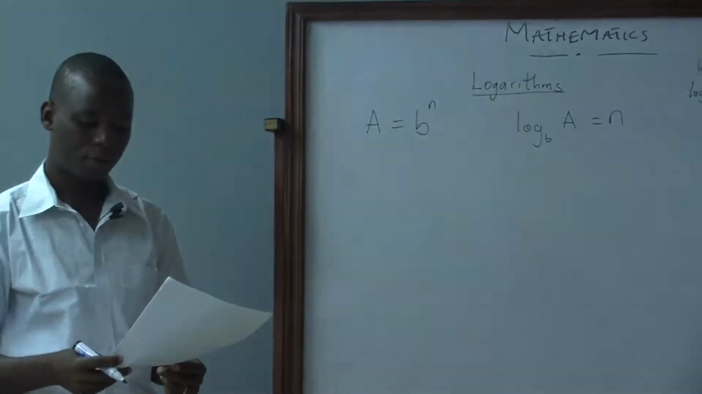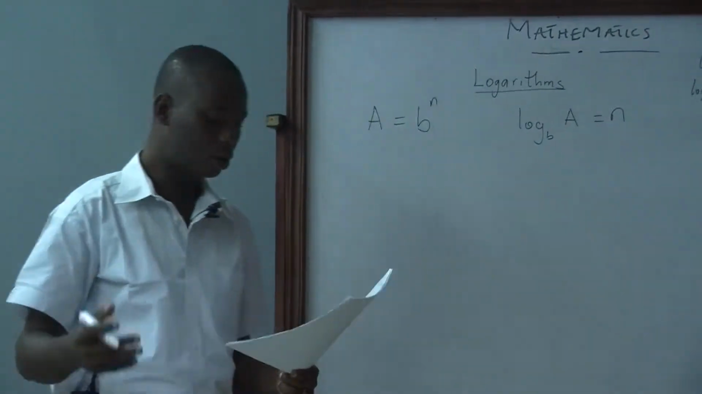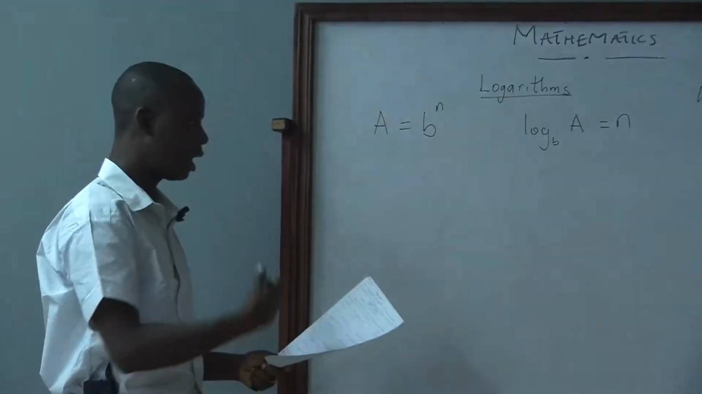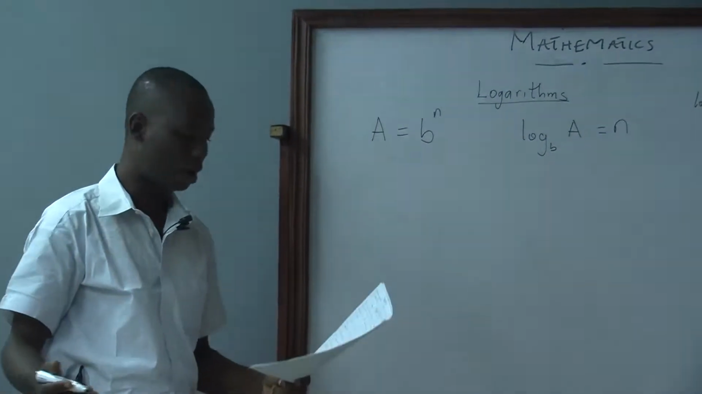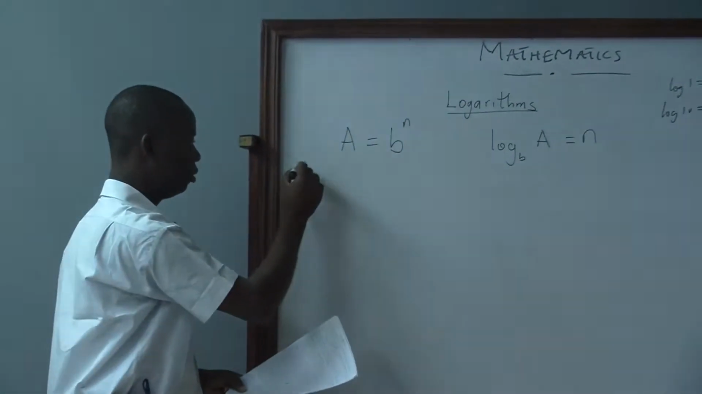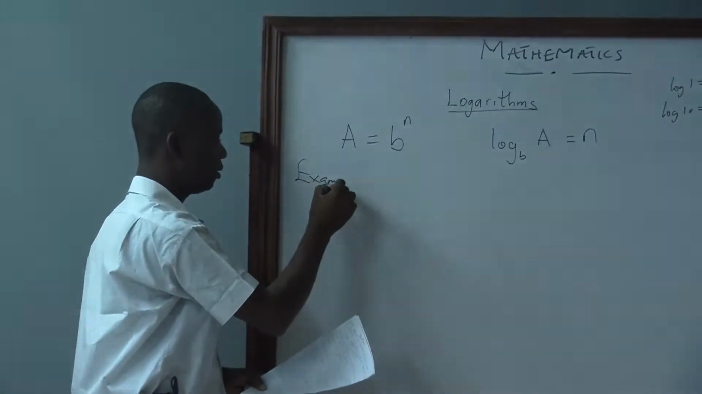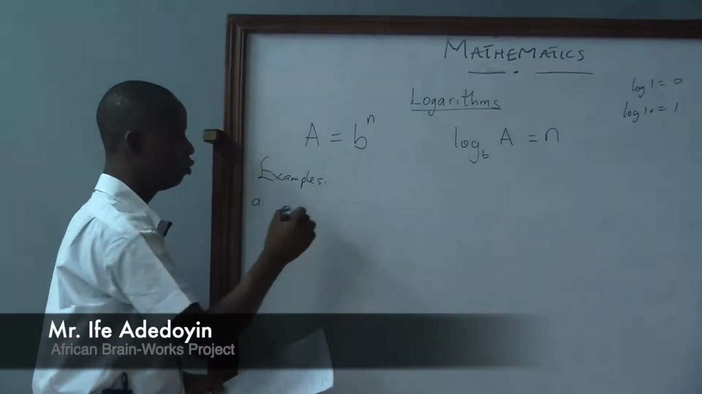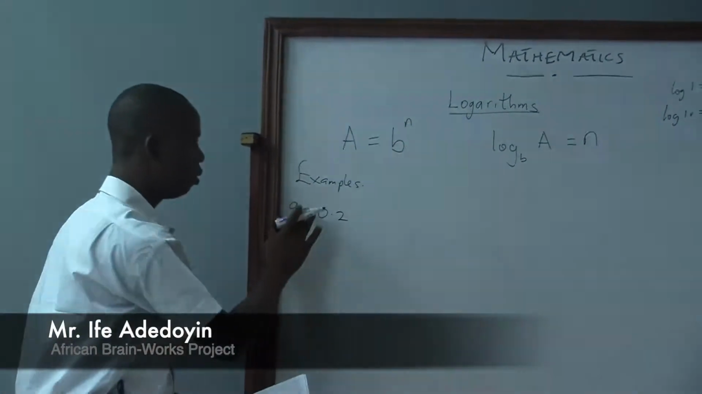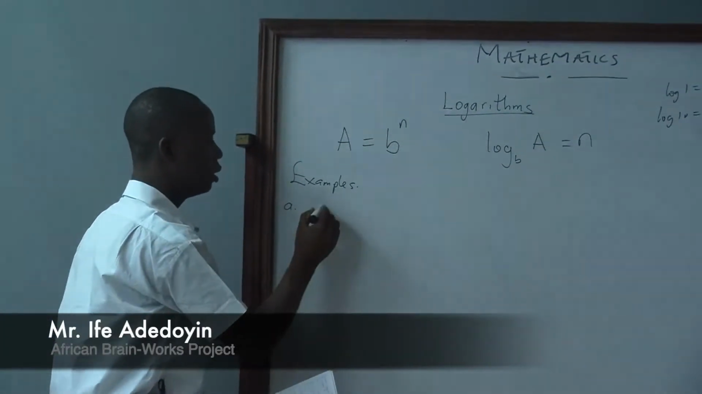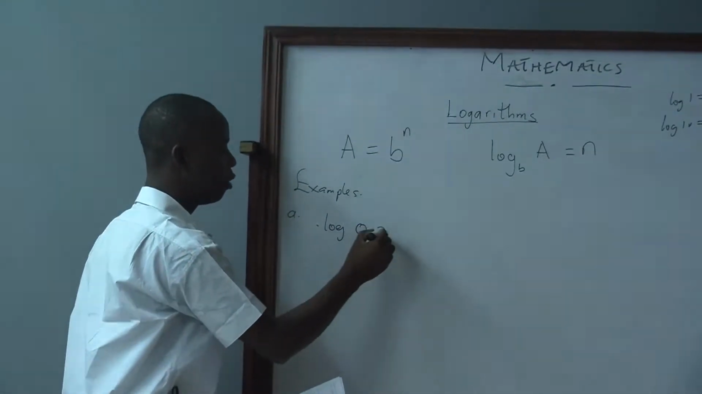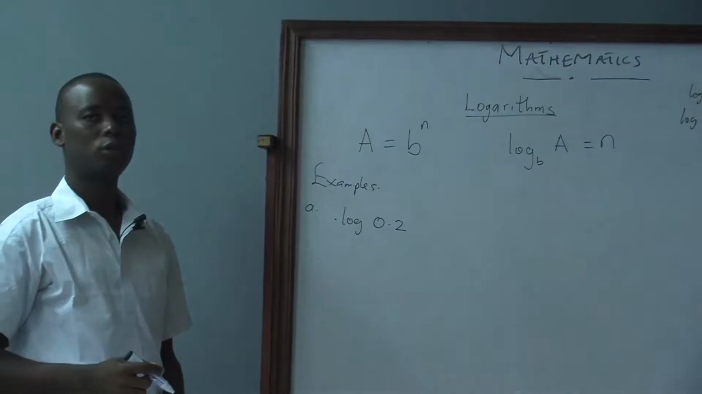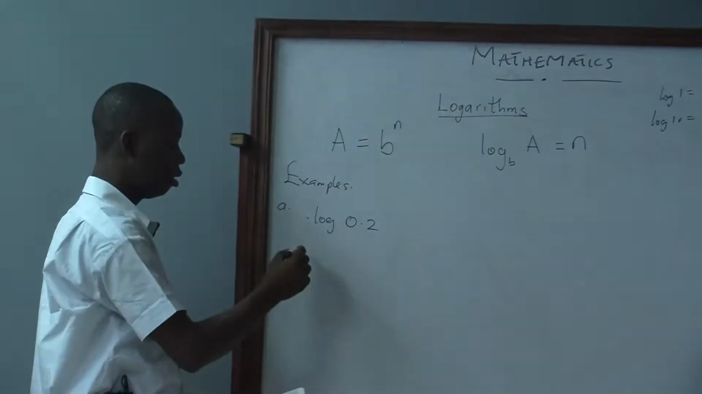Yes, let's look at logarithm of numbers less than 1. We've looked at logarithm of numbers greater than 1. Let's get some examples to drive home that. The first one I have here is 0.2, and we want to find the log of 0.2, just like what we have been doing before.